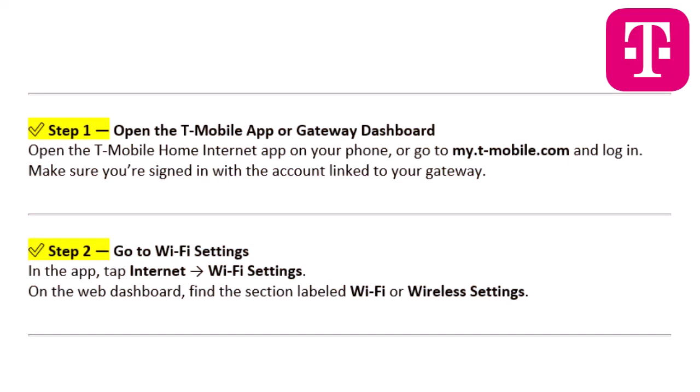Step 1. Open the T-Mobile app or Gateway dashboard. Open the T-Mobile home internet app on your phone or go to my.tmobile.com and log in. Make sure you're signed in with the account linked to your gateway.